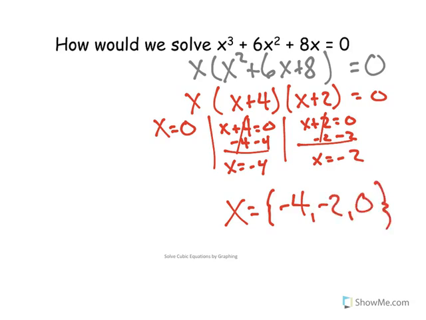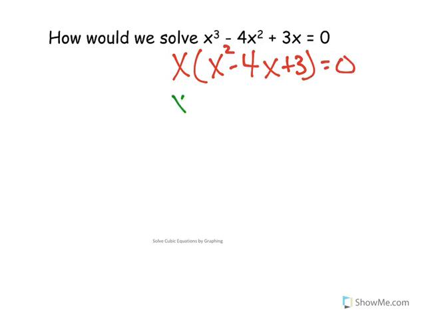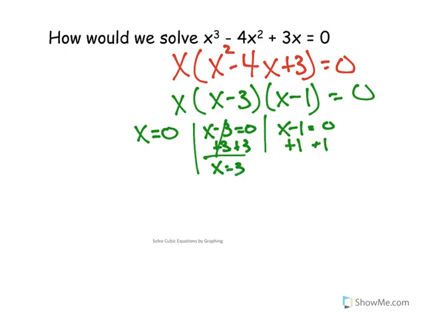And that's the same thing we would get on a graph, and if you wanted to check, one way you can check is by using the graph. All right, very similar application here. I'm going to factor out my greatest common factor, which is x. I'm going to factor what's in my parentheses, which is x minus 3 times x minus 1. I'm going to split it up, so x could be 0, x minus 3 could be 0, x minus 1 could be 0. So x could be 0, x could be 3, and x could be positive 1.